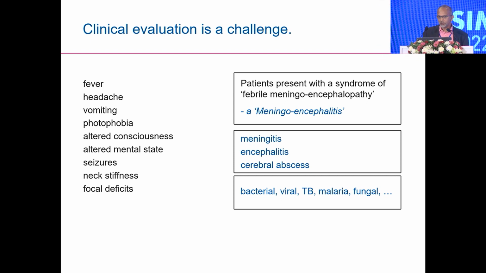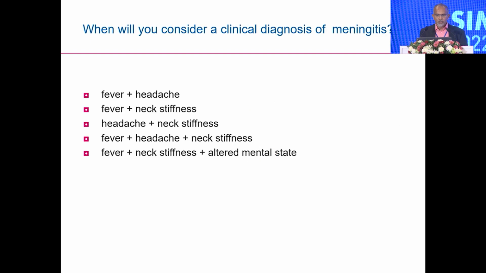And it's important not to confuse two things: the syndromic diagnosis of meningitis, encephalitis or an abscess, against the etiological diagnosis, whether it is bacterial, viral or TB. So we need to look at both these things. So when would you think of a meningitis, looking at just the simple clinical features? There are so many clinical features, but these are the key ones that you would look at.